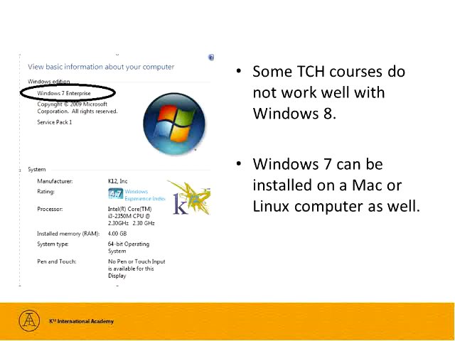Windows 7 can be installed on a Mac or a Linux computer as well. Just because it doesn't come with your computer doesn't mean that it's incompatible with it. You just have to go through the steps of installing it.